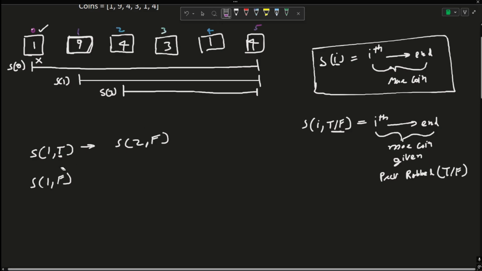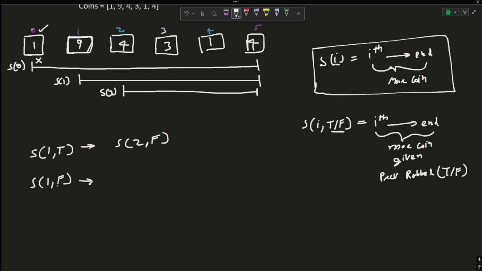It is t. Okay, I hope you understand this. But so we cannot loot the current house, so the answer would be s2 of f. Let's say for this scenario s1f, this means we haven't robbed the previous house, so now we have current house as well, so we can do s2 of t, and the current house we can rob. So we have robbed current house, value is 9, so this is the answer.